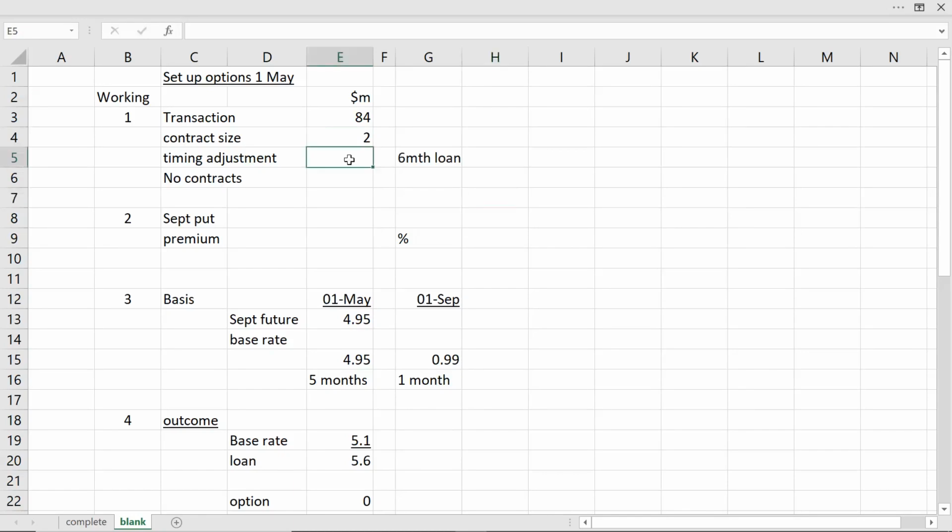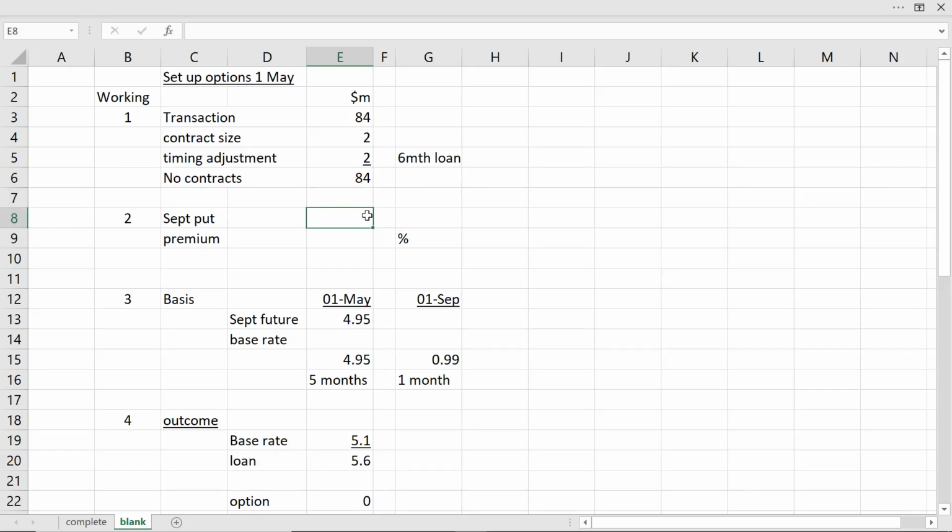But any loan we take out will be for 6 months, so if interest rates go up, the loan will cost more. And that means that we need to adjust the number of contracts to reflect the term of the loan divided by the standard term of the option. So the number of contracts will be 84 million divided by 2 million, but then multiplied by 2 because I need double the number of 3-month option contracts. And that's where my 84 comes from.